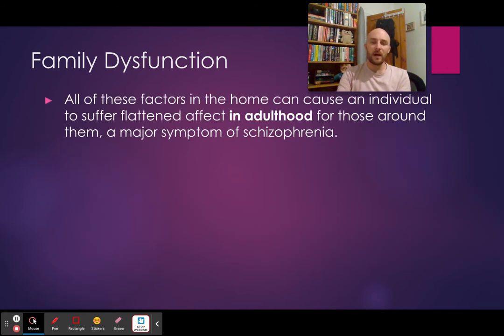Now, one thing you do have to understand is the consequence of family dysfunction and double bind. It basically means the kid is going to have what's called flattened affect in adulthood. Flattened affect is when you don't respond to things in the right emotional way. So you tend to be flat in your emotions. You tend to have no emotions.